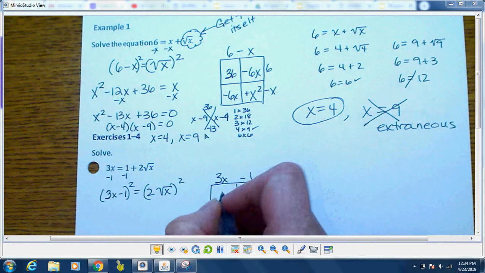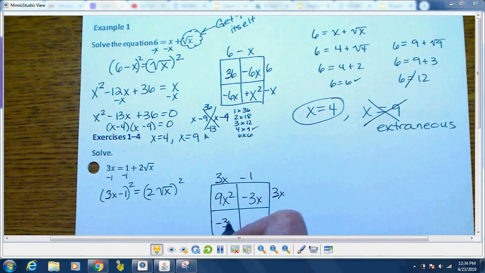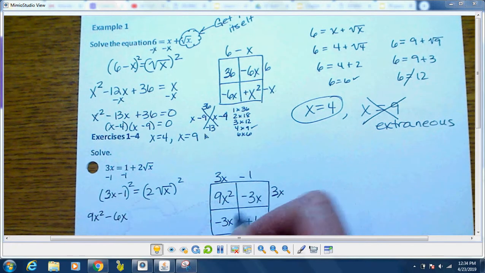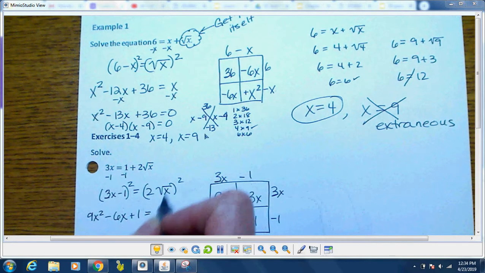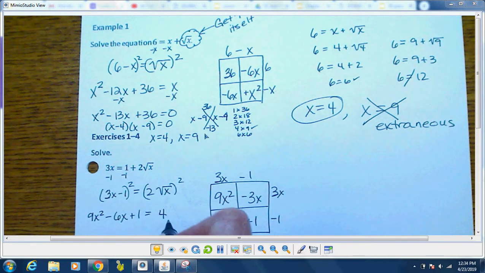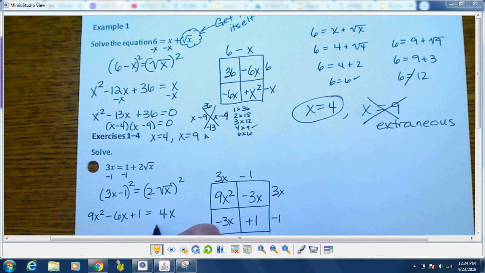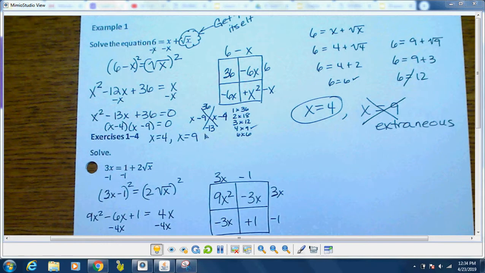3x times 3x is 9x squared. Negative 3x, negative 3x, plus 1. So I get 9x squared minus 6x, because I have two of those, plus 1 equals, all right, 2 squared is 4, square root of x squared is x. Now I'm going to set everything to 0. So I'm going to subtract 4x from both sides. I get 9x squared minus 10x plus 1 equals 0.